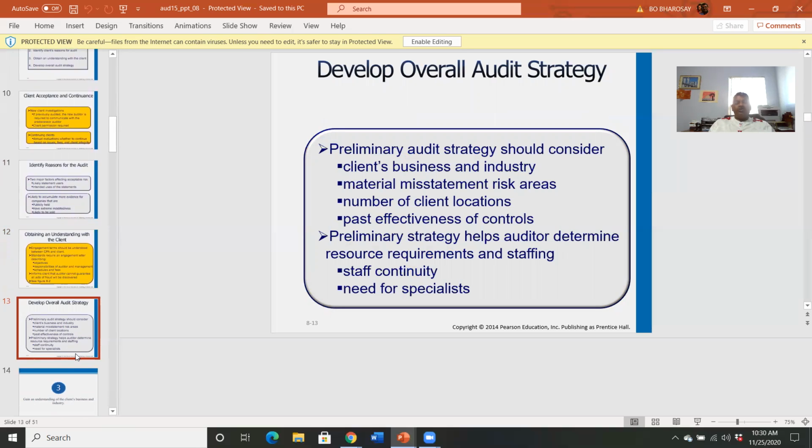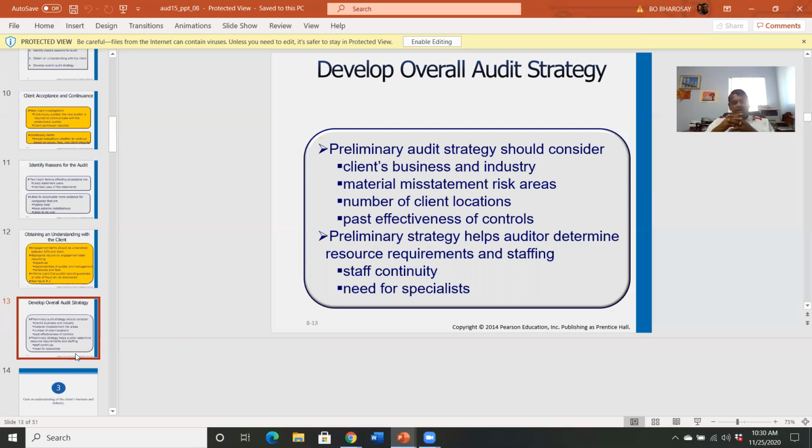Develop our overall audit strategy. Our preliminary audit strategies consider the client, business, and industry, material misstatement risk areas, number of client locations, past effectiveness of internal control. If the internal control was strong in the past, it should be strong. Preliminary strategy helps the auditor determine resources required and staffing, staff continuity, need of a specialist.